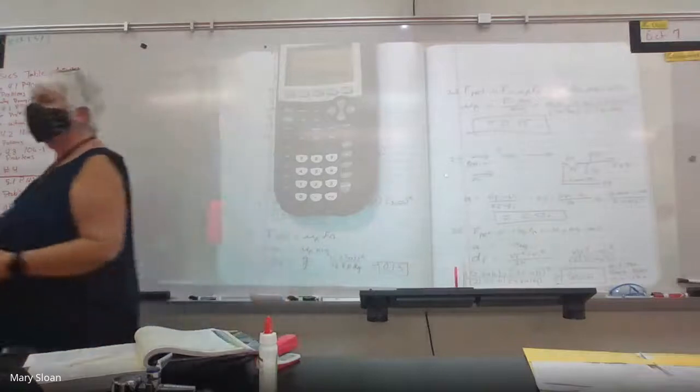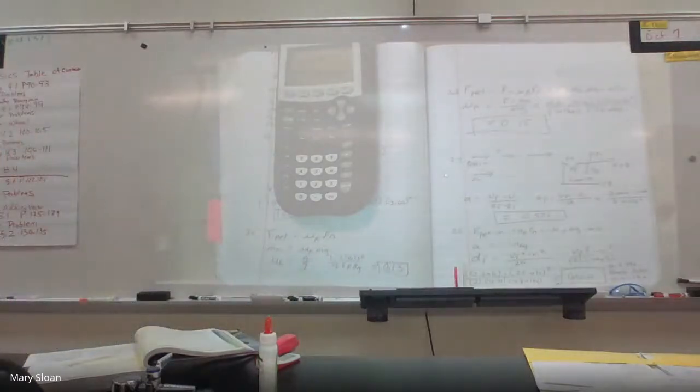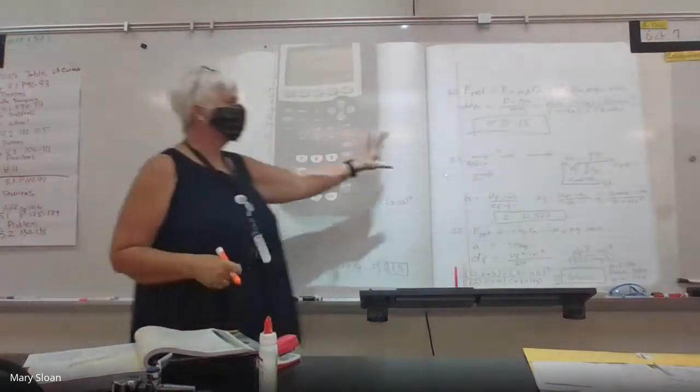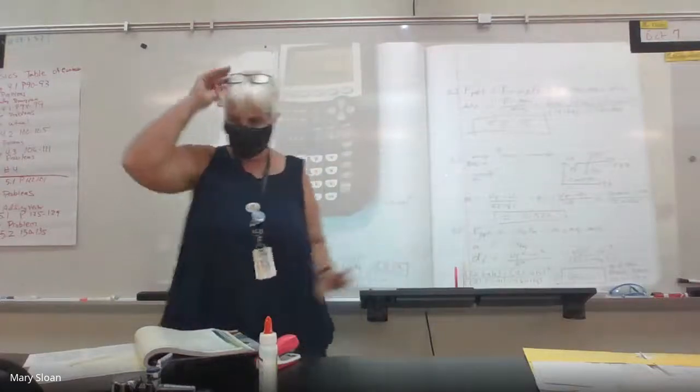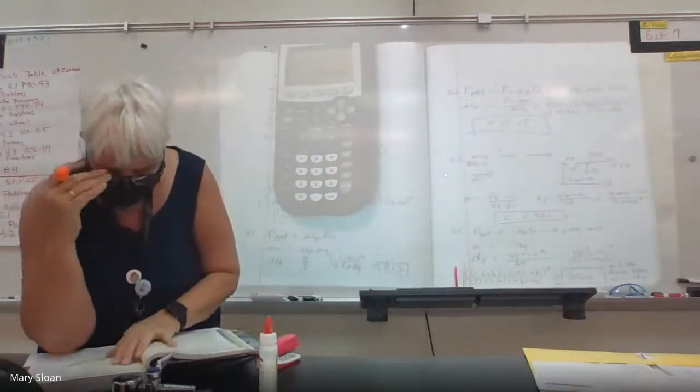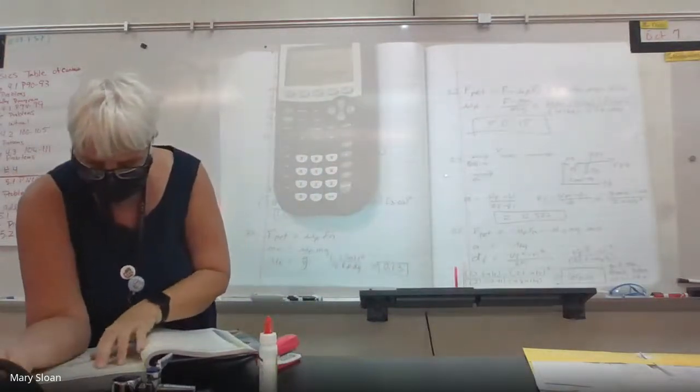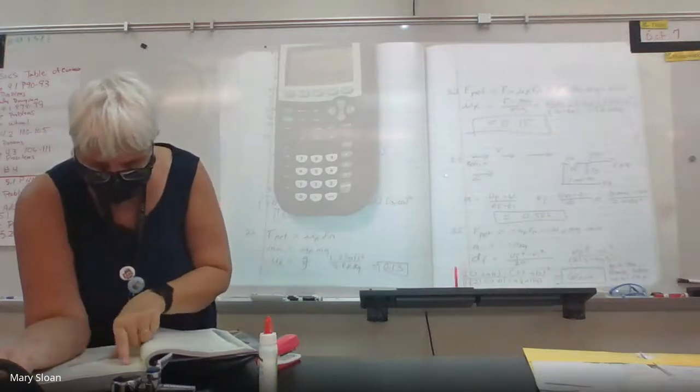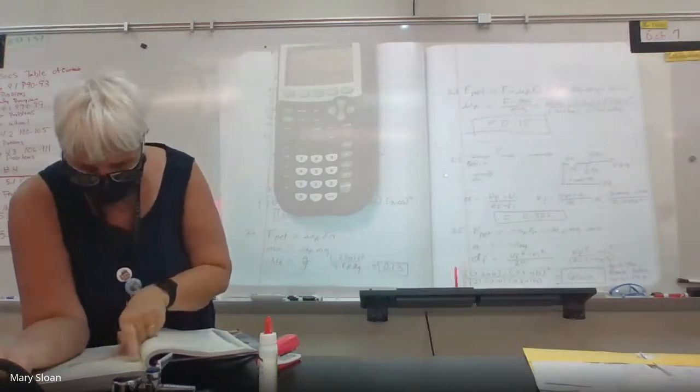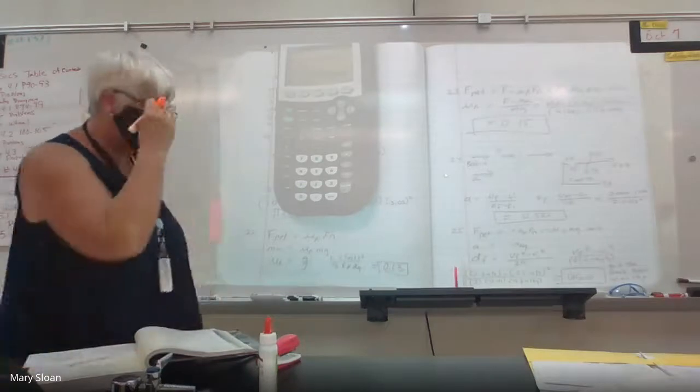Did you get that in your calculator? Everybody good? Number 24 just asks us to draw what's going on. So 24 says, consider pushing a box in example problem 4. How long would it take for the velocity of the box to double to 2 meters per second?